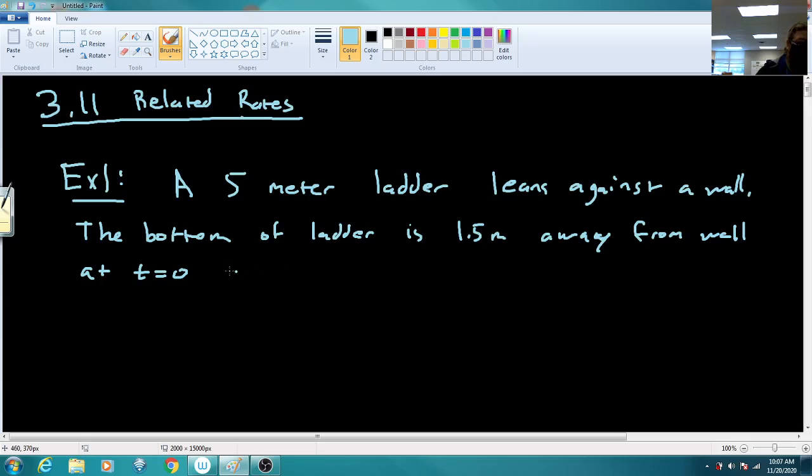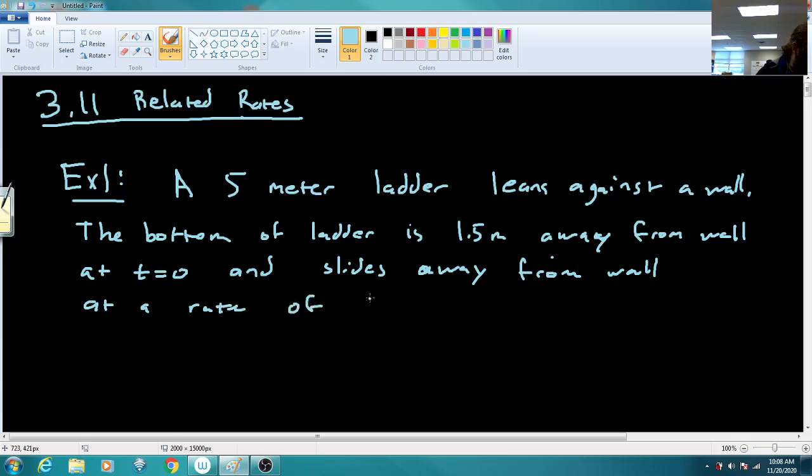And it slides away from the wall at a rate of 0.8 meters per second. And we want to find the velocity the top of the ladder slides down the wall at time equals 1.